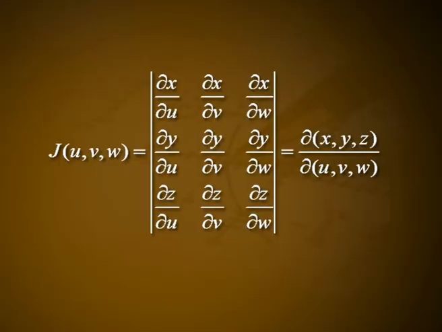defined by J(u, v, w) equal to the determinant of ∂x/∂u, ∂x/∂v, ∂x/∂w, ∂y/∂u, ∂y/∂v, ∂y/∂w, ∂z/∂u, ∂z/∂v, ∂z/∂w, which is equal to ∂(x, y, z)/∂(u, v, w).